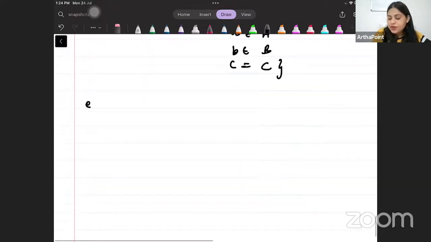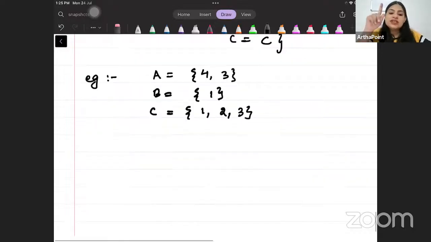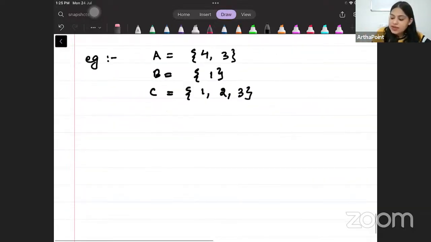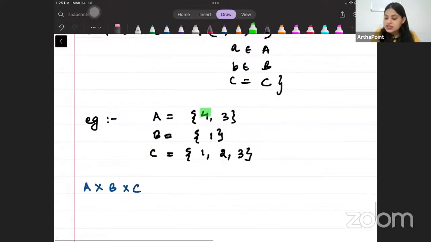So for example, let's say that your A is 4, 3. ठीक है? This is your set A. Set B is just 1, beta. And set C is 1, 2, 3. These are the 3 sets that you have. Now, beta, I'm asking you to find the Cartesian product A cross B cross C. So what's the rule? You will take the first element from A, second from B, and third from C.